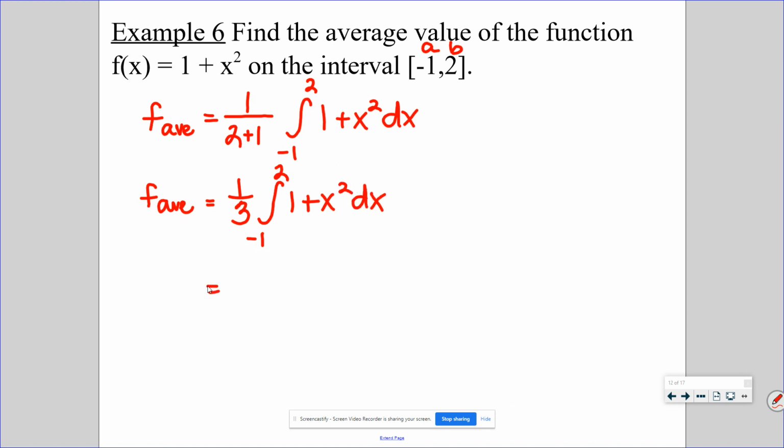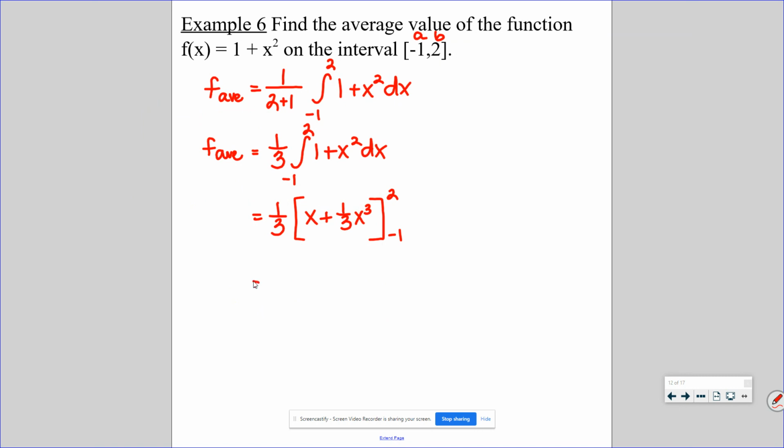All right, let's keep working on the math here. So antiderive 1, the antiderivative of 1 is x. The antiderivative of x squared is 1/3 x to the third. And we are plugging in -1 and +2. So we're now applying the evaluation theorem. Let me start with plugging in 2. So I'm going to plug 2 in. Okay, and then we subtract and plug in -1.